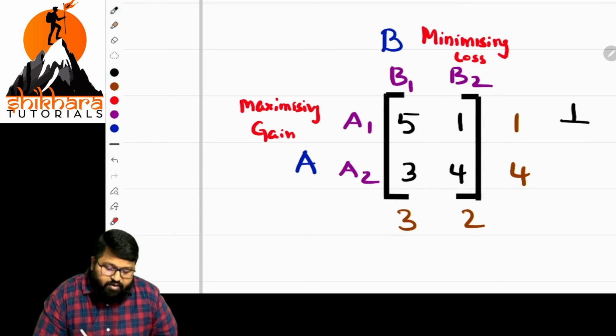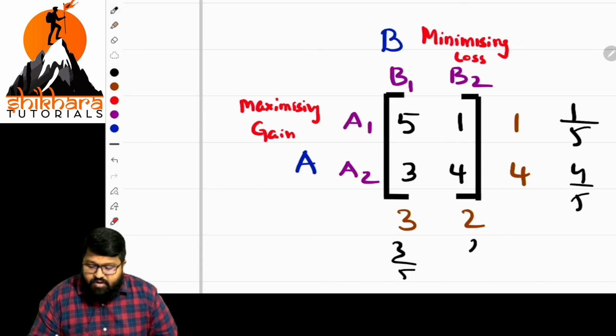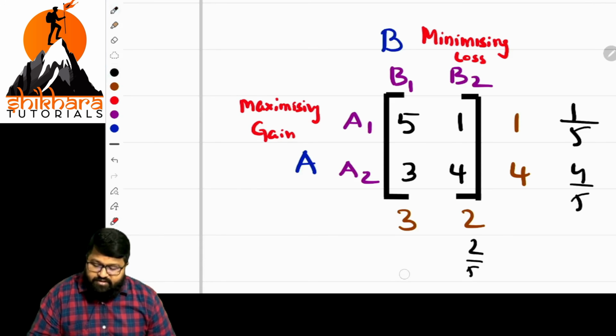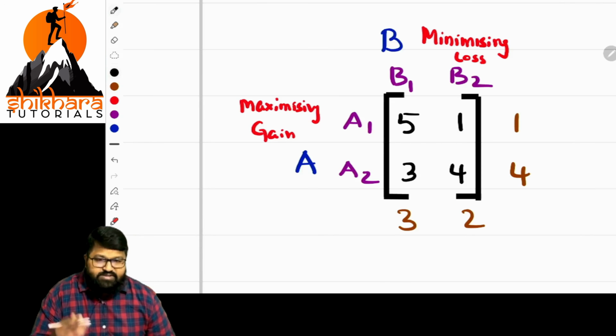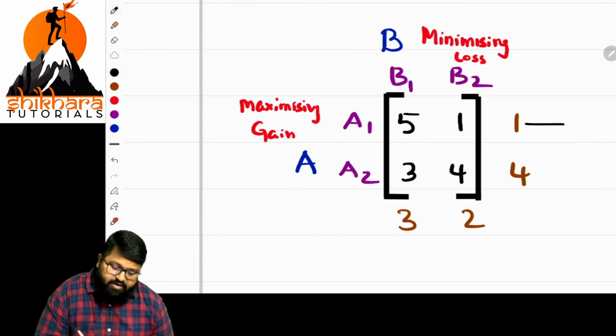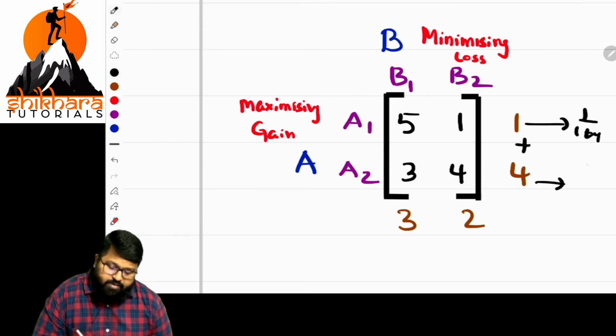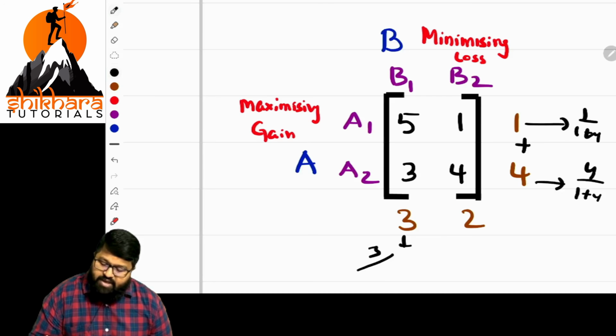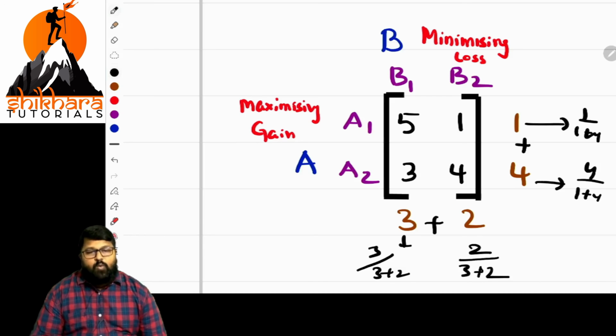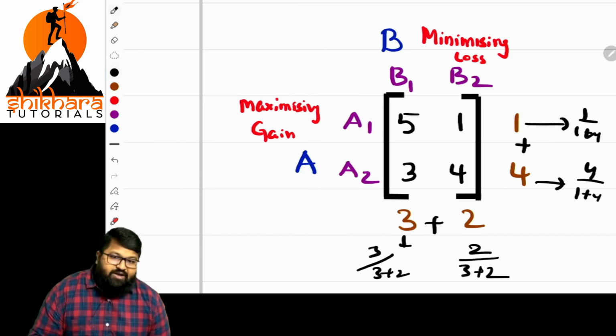Once the differences are written, it is easy to calculate the probability. That is nothing but 1 by 5, 4 by 5, and 3 by 5, and 2 by 5. How to calculate the probability, sir? The formula is there, but the thing is simple. Just 1 by 1 plus 4, and here the probability is 4 by 1 plus 4, and here 3 by 3 plus 2. These two values sum, and here 2 by 3 plus 2. That is the probabilities.